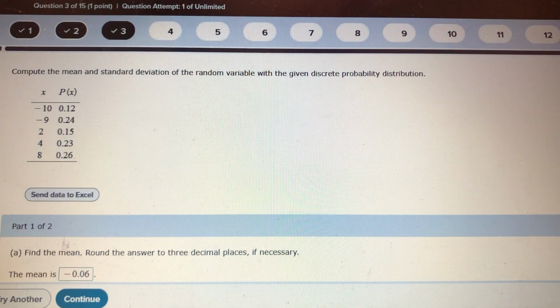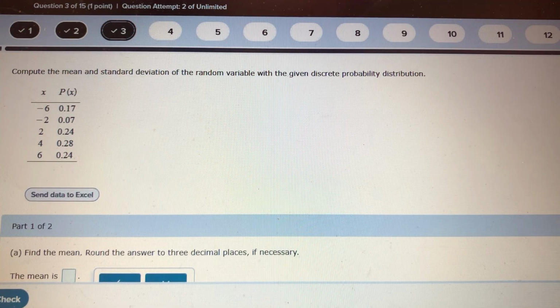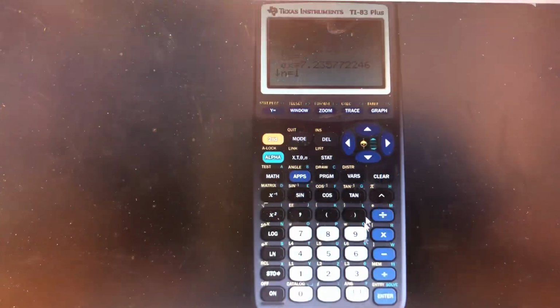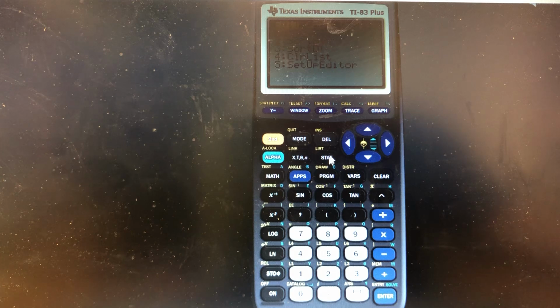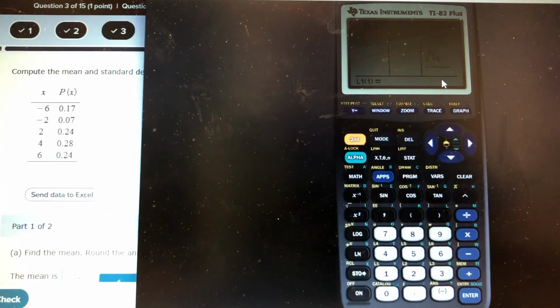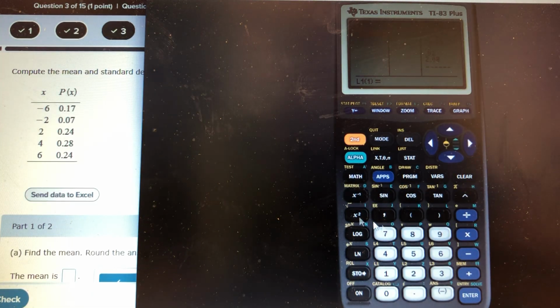So let me just try another real quick here. Here's the shortest way to do this in total. If I'm doing a mean and standard deviation of a probability distribution, I only need list 1 and list 2. So go to the top of each list, L1 and L2, all the way at the top, and hit clear, enter. You don't have to clear the other lists out, just these two. And in L1, I need to put -6, -2, 2, 4, 6 in this second example.